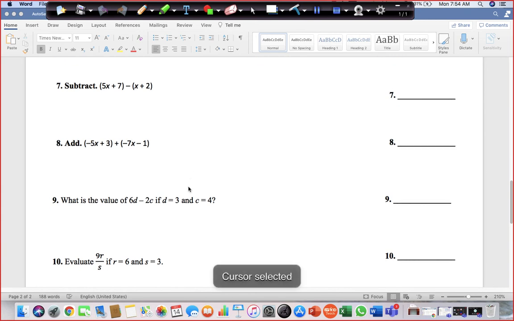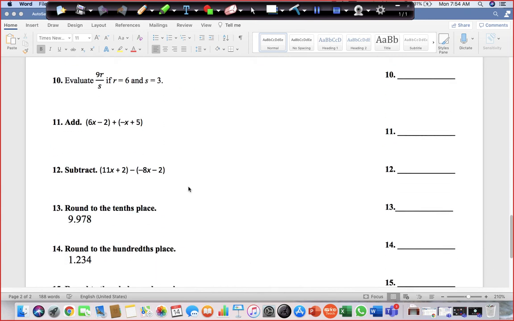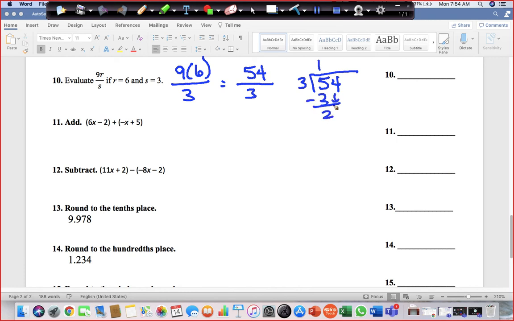Okay, number 10 says 9 times r divided by s. R is 6 and s is 3. So it will be 9 times 6 divided by 3. 9 times 6 is 54. And then we have to do 54 divided by 3. So our answer is 18.